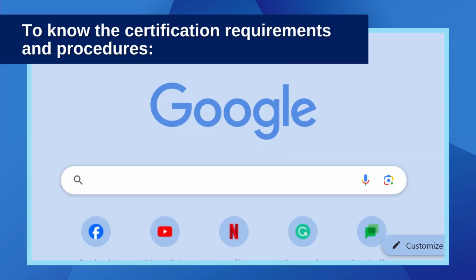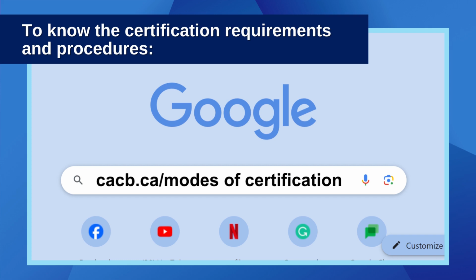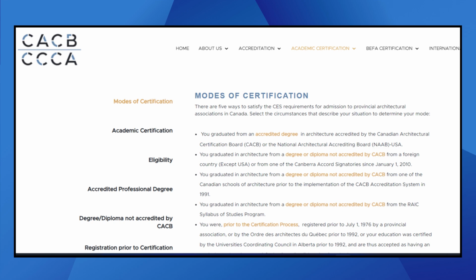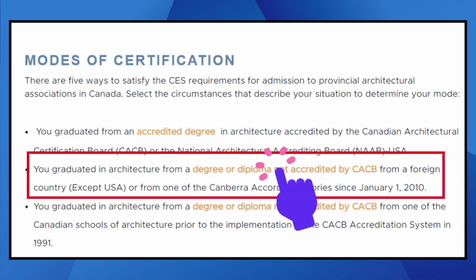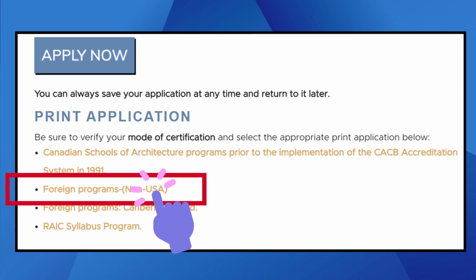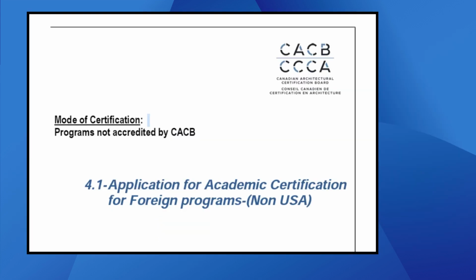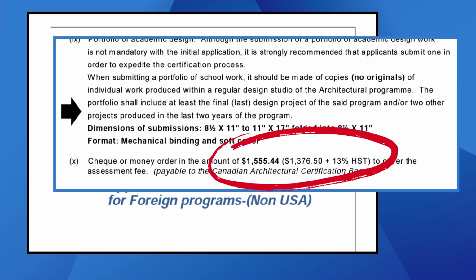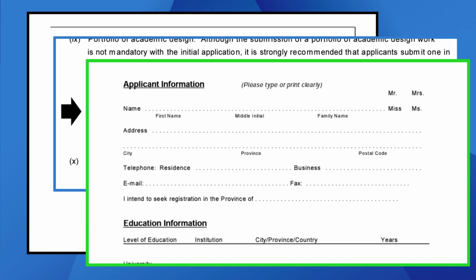To know the requirements and procedures for the CACB certification process, type cacb.ca/modes of certification on your web browser. Then click Degree or Diploma not accredited by CACB from a foreign country. Scroll down and select Foreign Programs Non-USA to download all the information you need, including the assessment fee and application form to apply for CACB certification.